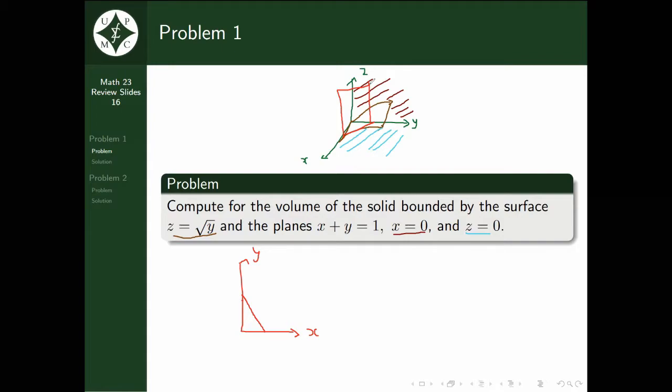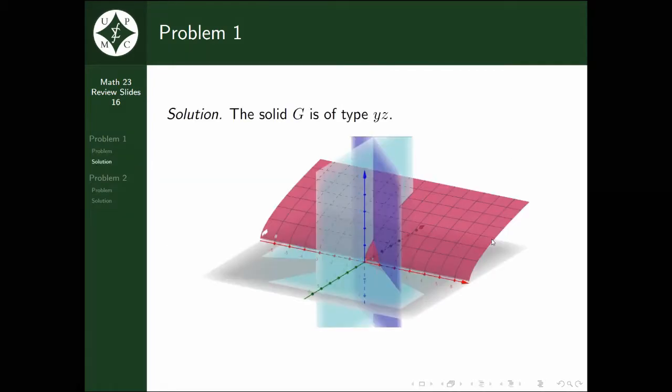So it might be a little difficult, but I was just going through the graph here to show you guys how you could graph it. Thankfully, we have an actual figure. As you can see here, this red surface is our half parabolic cylinder, z is equal to the square root of y. And then this dark blue plane is our x plus y equals 1. And then these two light blue planes are the coordinate planes, x equals 0 and z equals 0.